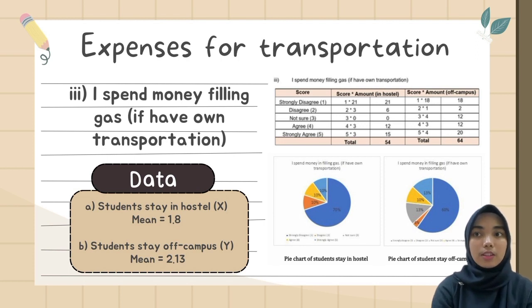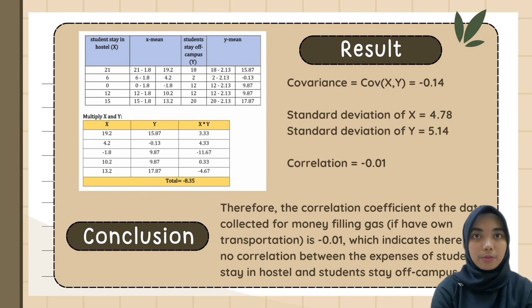For the data, the mean for students who stay in hostel X is 1.8 and the mean for students who stay off campus Y is 2.13. For the result, the covariance of X and Y for this question is negative 0.14. Standard deviation of X is 4.78 and standard deviation of Y is 5.14. The correlation is negative 0.01.